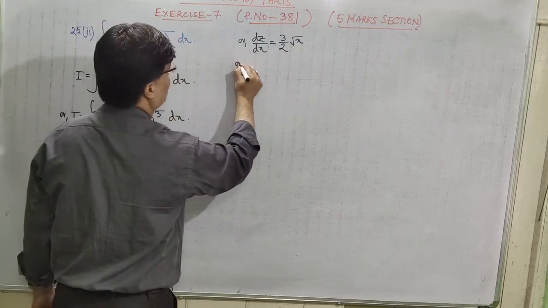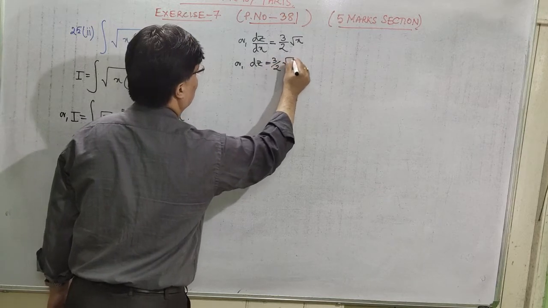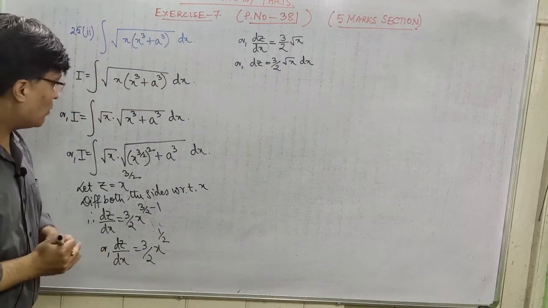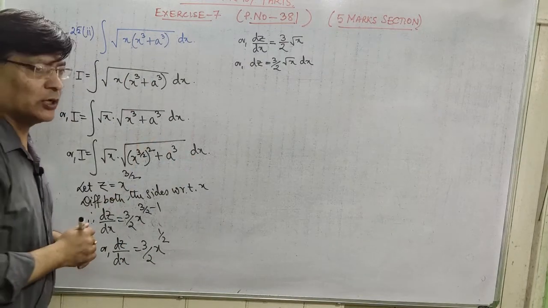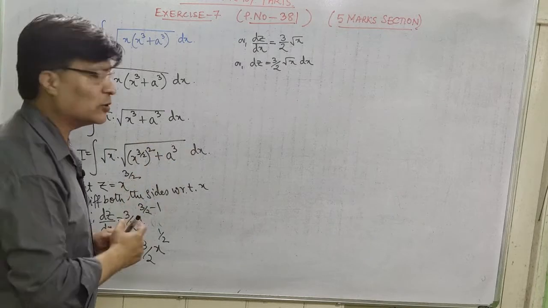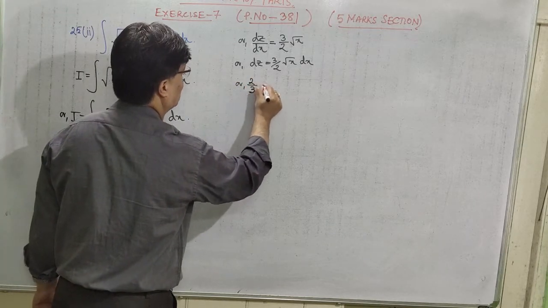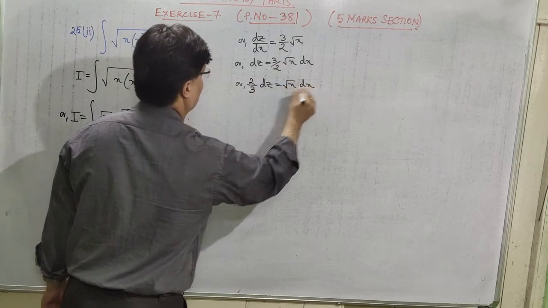Okay, let us do cross multiplication. So dz is equal to 3 by 2 root over x dx. Okay, now let us find out the value for root over x dx. So this 3 by 2 should be taken to the left hand side. So it becomes 2 by 3 dz is equal to root over x dx.